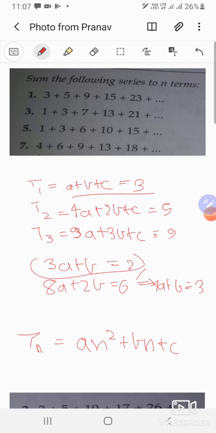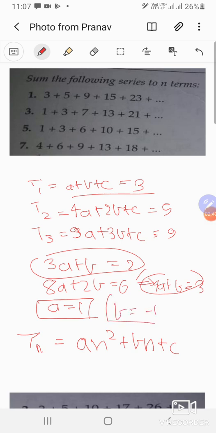Now let's subtract this equation from that equation. That will give me a equals 1. Very nice. Which means that b equals minus 1, and that means that c has to be equal to 3. So this Tn turns out to be n squared minus n plus 3.